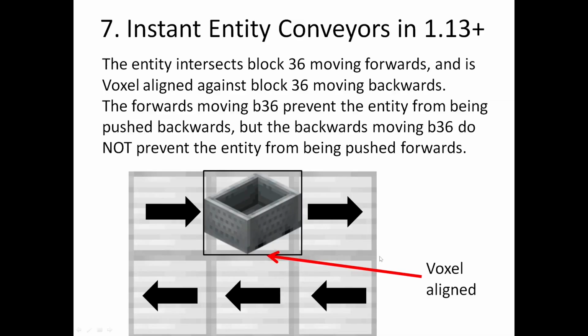So we have an entity voxel aligned against blocks moving in the opposite direction. Those blocks moving in the opposite direction always set the push limit variable, and the blocks moving forward always push the entity forward. When the entity gets pushed forward, it doesn't collide with anything, because the blocks moving backwards are only voxel aligned and don't interfere, and the blocks moving forward, it can just no clip into them. And that's the basic idea behind instant entity conveyors in 1.13 plus.